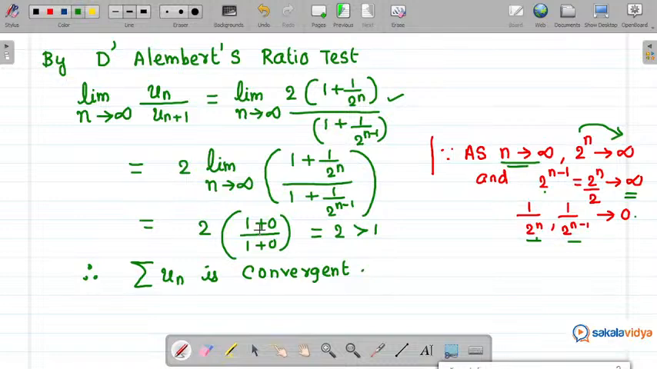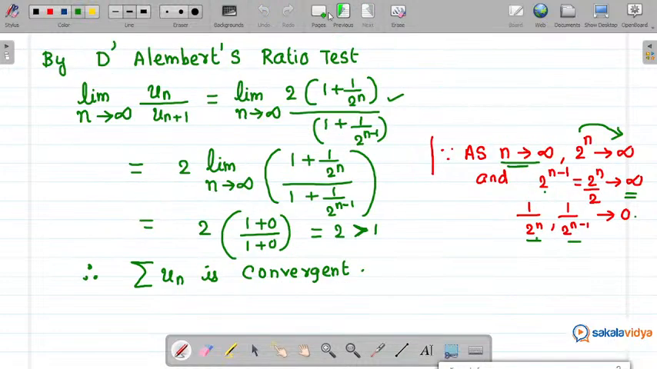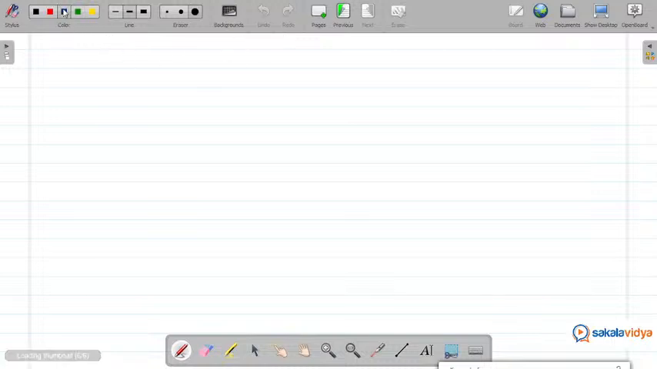So 2 times 1 plus 0 by 1 plus 0, so 1 by 1 is 1. So 2 is obviously greater than 1. So as limit n tends to infinity, un by un plus 1 is greater than 1. Hence sigma un is convergent. So the 8th problem has been completed. Let us move to the 9th problem now.